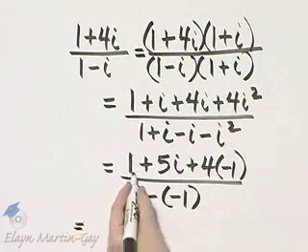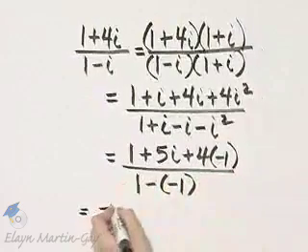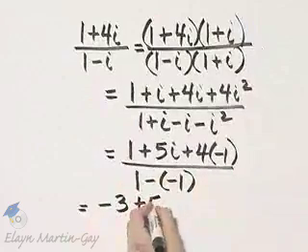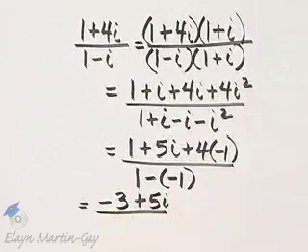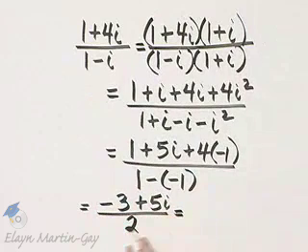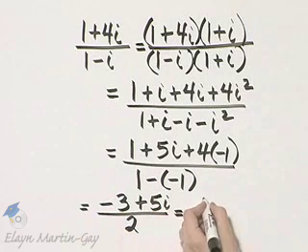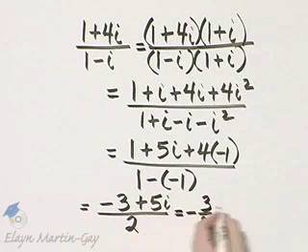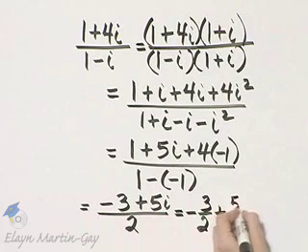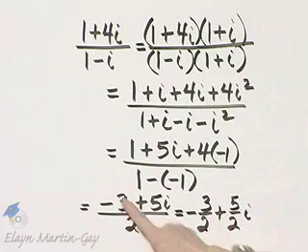So let's see what we have. We have 1 minus 4, and 1 minus 4, that's negative 3, plus 5i, all over 1 minus a negative 1, that's 1 plus 1, or 2. If you'd like, you can leave it like that, check with your instructor, or he or she may want it written as negative 3 over 2 plus 5 over 2 i. That's actually in the form a plus bi. So that's negative 3 over 2 plus 5 over 2 i.